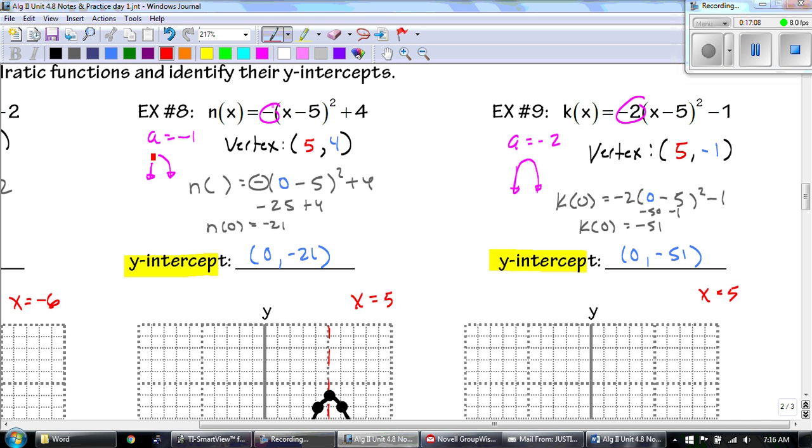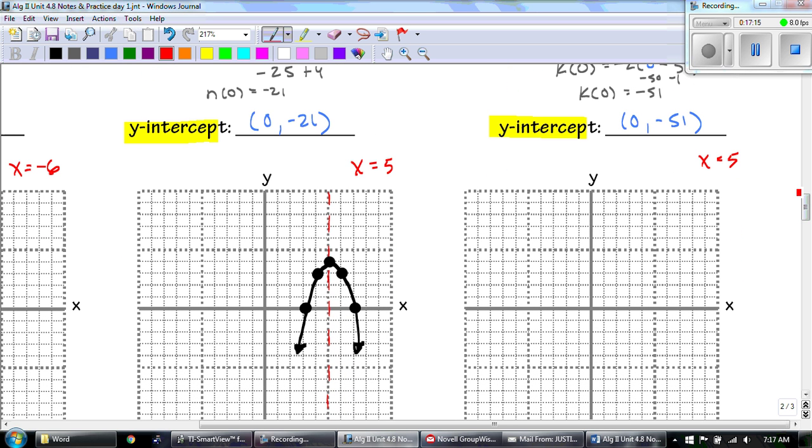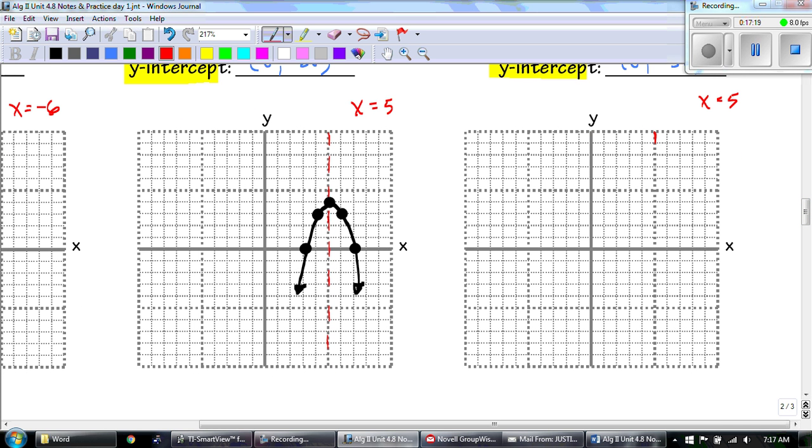Okay, so you should have gotten 5, -1 is your vertex. We're going down. And our y-intercept is 0, -51. Yes, that's what the y-intercept is. Okay, so here we go. I'm axis of symmetry, and then I'm starting at 5, -1. And so I have to go down 2 over 1, and then 2, 4, 6, 8 over 2.